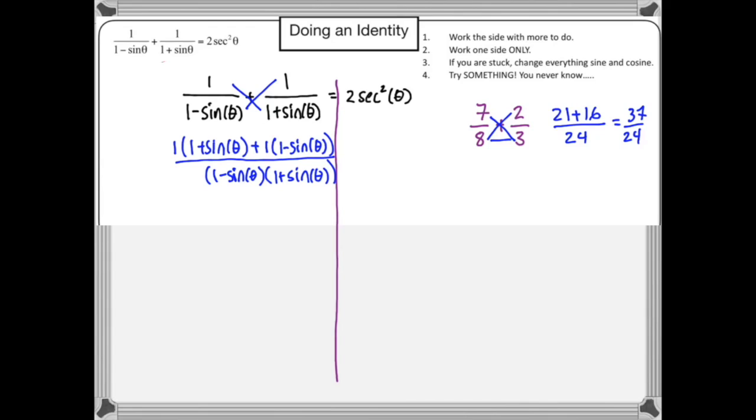Okay, so now we can start to knock these things out. We might want to FOIL out this bottom part right here, so I'm going to FOIL this out to the right. So I've got 1 minus sine theta times 1 plus sine theta, and I'm going to FOIL all this out real quick.